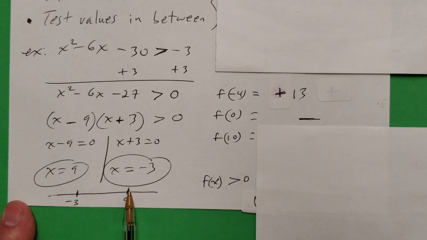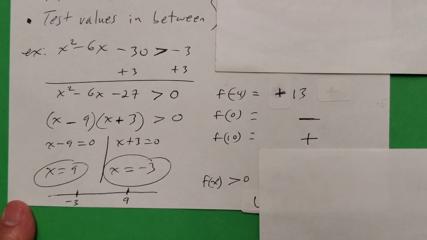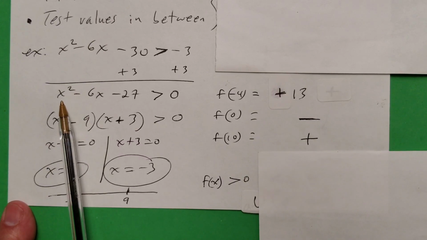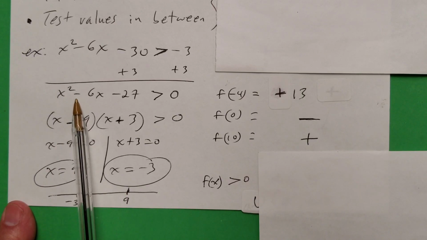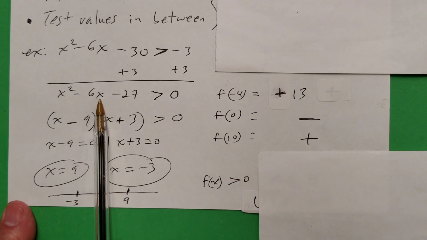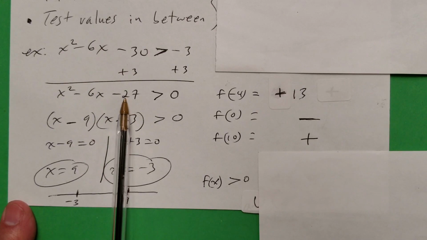How about 10? This side of the 9. Right? You can choose 11, you can choose 100, you can choose anything you want. I want to know, does it come out to positive or negative? Let's see. I plug it in, and I get positive. So 10 squared, that'd be 100 minus 60 is 40. 40 minus 27 is still positive.